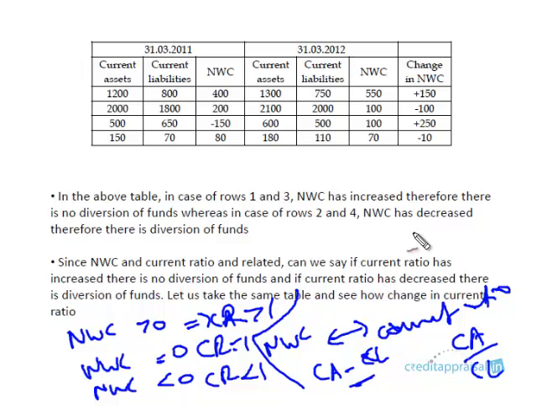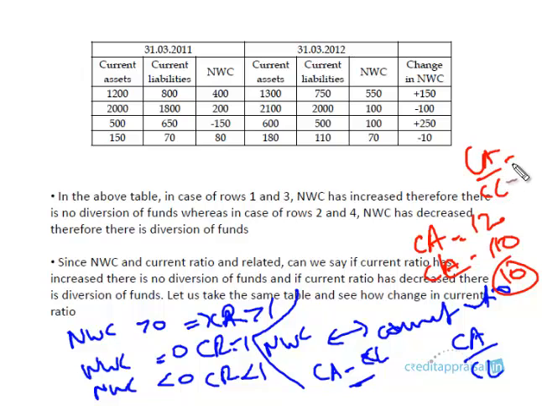This is very simple, right? So if current assets is 120, current liabilities is 110, what is NWC? 120 minus 110. This is positive. This also means that for current assets by current liabilities, the current ratio will be 1.2 by 1.1, something greater than 1. So this is very simple to prove, okay?